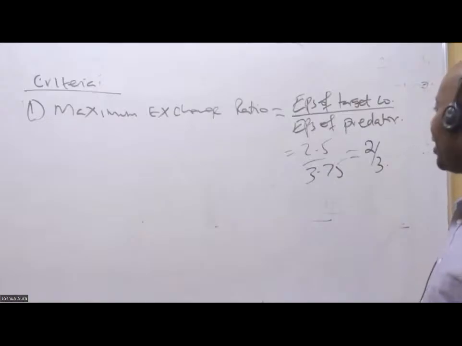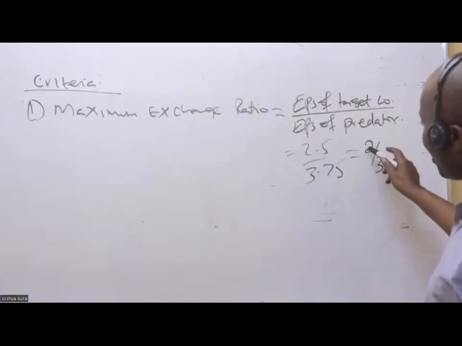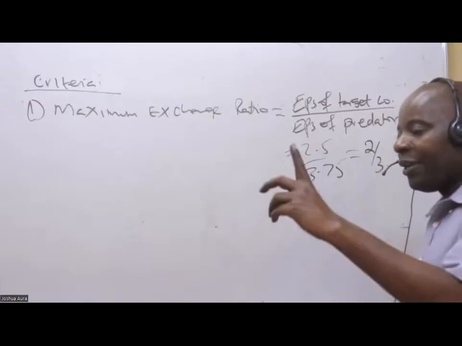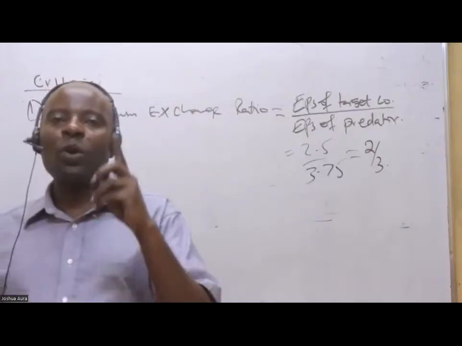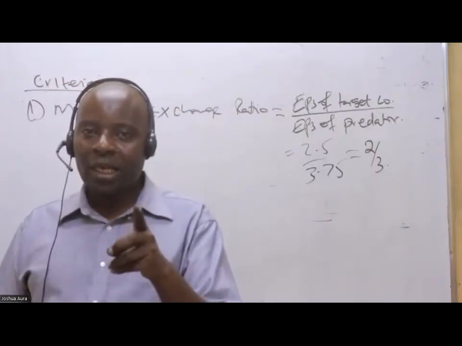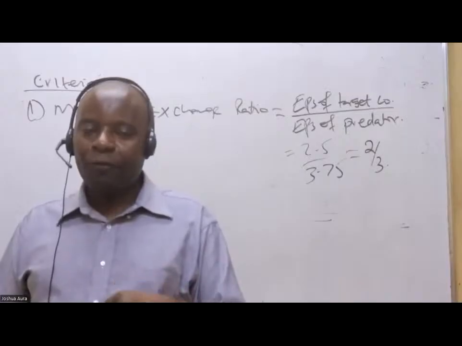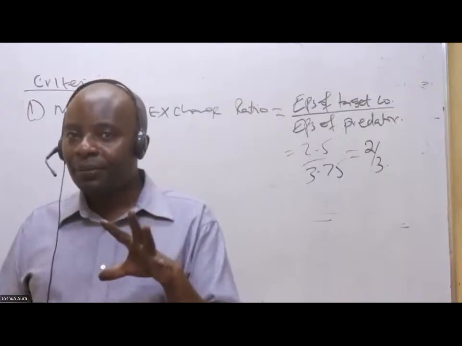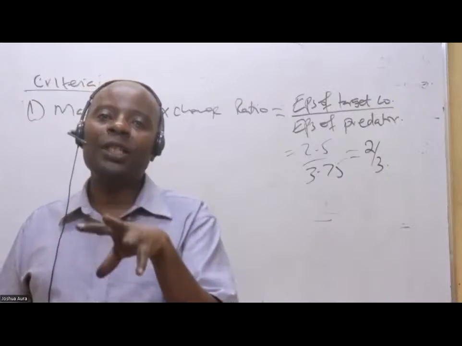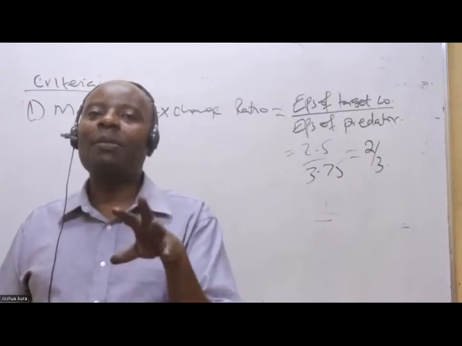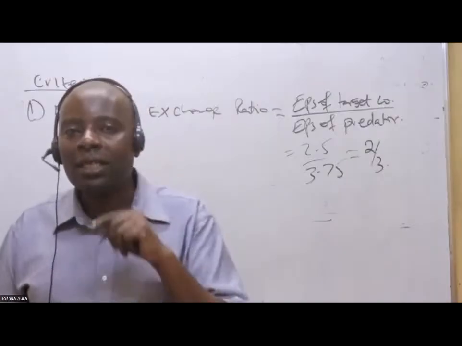So in this case here, the maximum exchange ratio is 2 over 3. These are very important criteria. I will give 2 shares as the predator company for how many shares? For 3. I can't allow giving them 4 shares for 3. No. So the maximum there is 2 over 3.